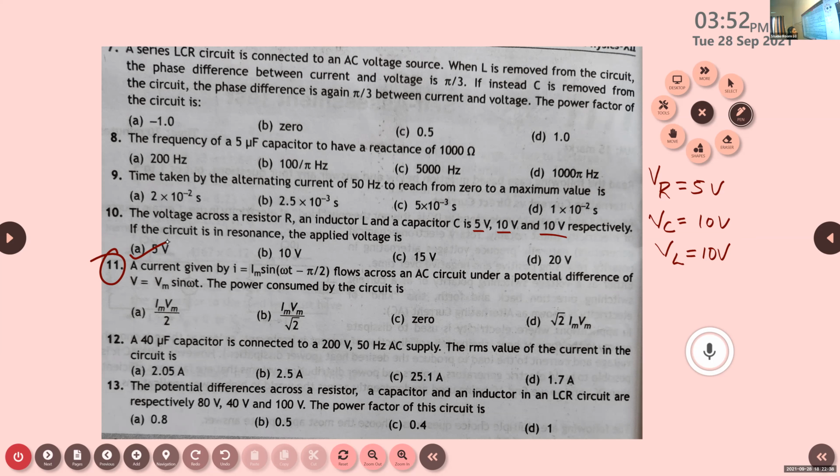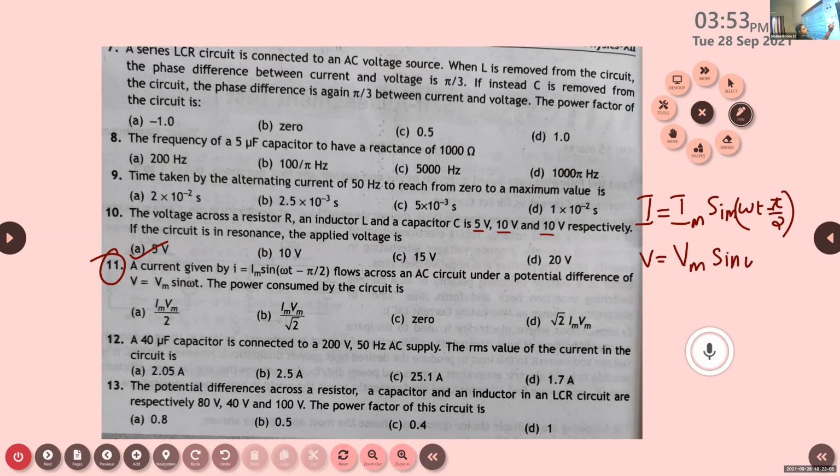So here we consider an AC circuit. The current through the AC circuit is given by I is equal to Im sin omega t minus pi by 2, and the voltage through this AC circuit is given by V is equal to Vm sin omega t. Then what about the power consumed by the circuit, that is, the power factor? So from these two conditions, students, what do you think? Are they in the same phase?